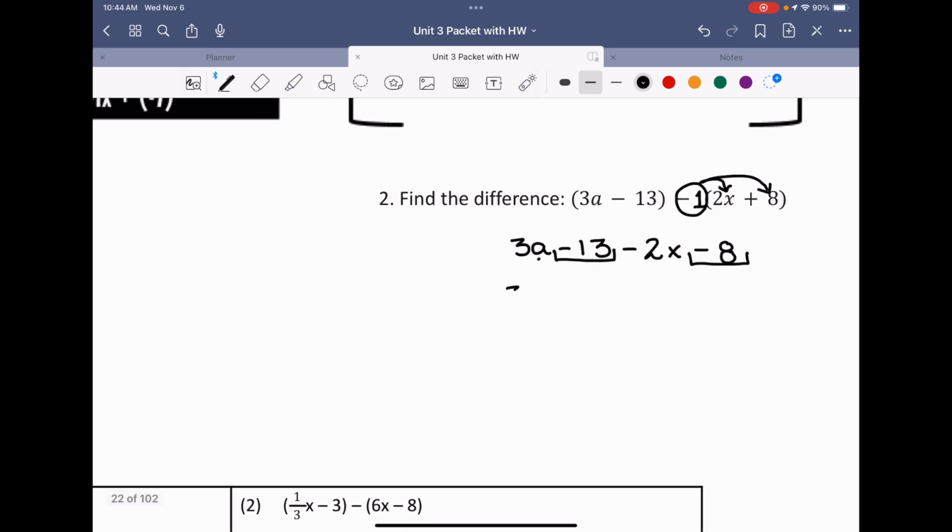So 3a minus 2x, because I'm going to take the term with the sign. So let me just put these in separate things just so we can see. So 3a minus 2x, and then -13 plus -8 is -21.